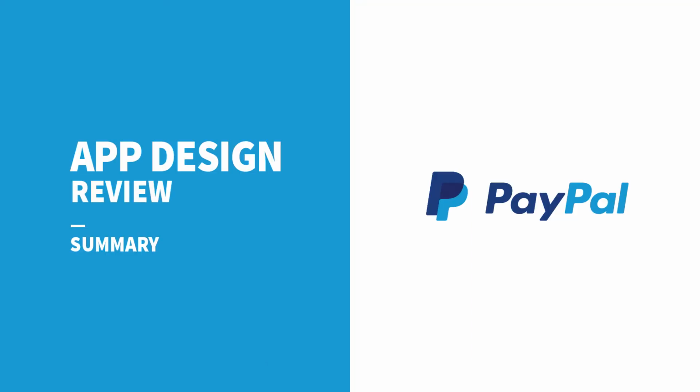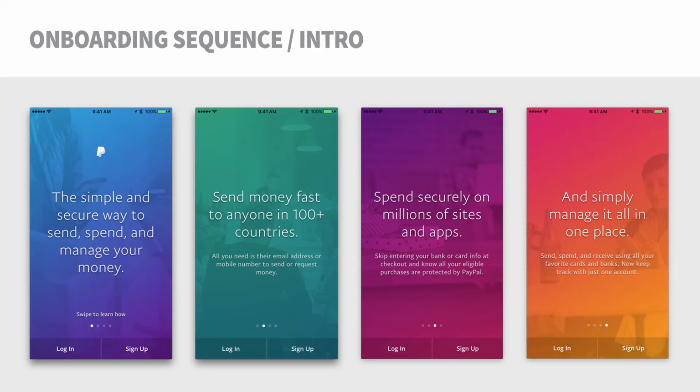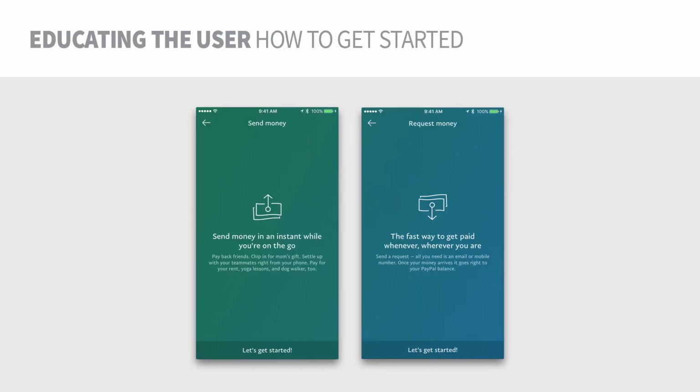Now let's summarize some of the key points we just talked about. One of the best features of the PayPal app is the onboarding or intro sequence when someone first opens the app. There's 4 informative screens educating the user exactly what you can do with this app. And there's a simple call to action of either login or sign up. There continues to be great informative screens throughout the app, like for send money and request money, that educates the user how to use the app and get started with these features.